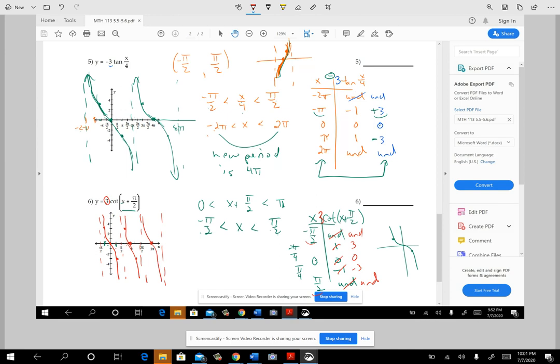All right, so there you have it. Graphing variations of sine, cosine, and tangent, and also looking a little bit at cotangent, cosecant, and secant.